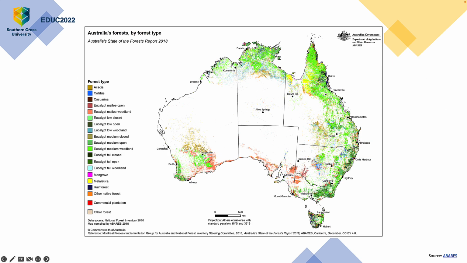All right, so here's a map that shows the breakdown of Australia's forests and what type of forests they are, where the trees are growing, and you can see, quite obviously, it's more in the coastal areas, different species in different areas, but it's mostly coastal.